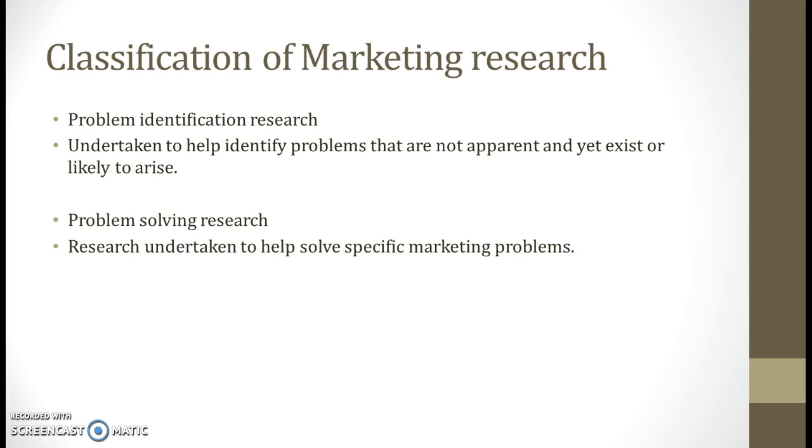We say that there are two kinds of marketing research if defined in a very broad manner: the problem identification research and the problem solving research. As the name says, the problem identification research is undertaken to help identify problems that are not apparent and yet exist or most probably are likely to arise in the very near future.